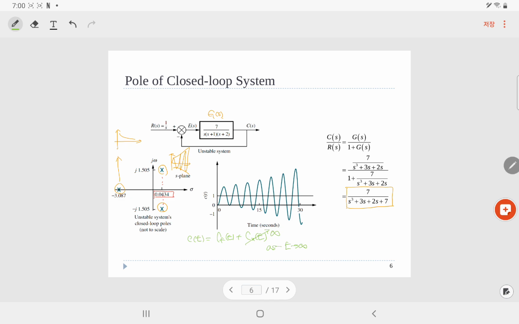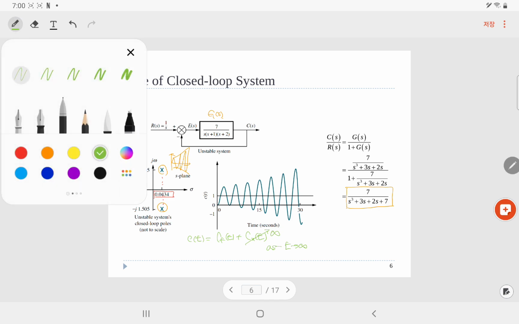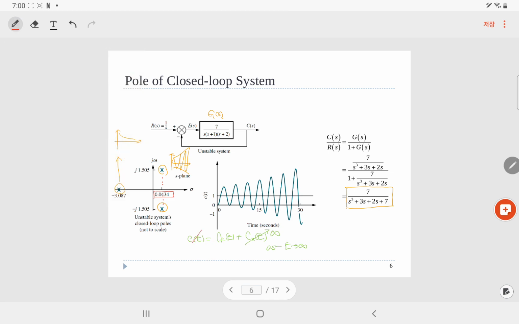So from this fact we can see that the total response will be infinity as time t approaches infinity like this. From this figure, the time history of C of t, we can see that the total response is exponentially approaching infinity. This is the case of an unstable system.